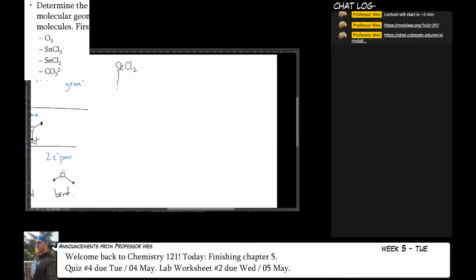So for selenium dichloride here, selenium has 6 valence electrons. Chlorine has 7 valence electrons, and there are 2 of them. There's the total number of electrons I can work with. Now I can draw the Lewis structure. So that was 4 to do that. 1, 2, 3, 4, 5, 6, 7, 8, 9, 10, 11, 12. And I have 4 left. 1, 2, 3, 4.